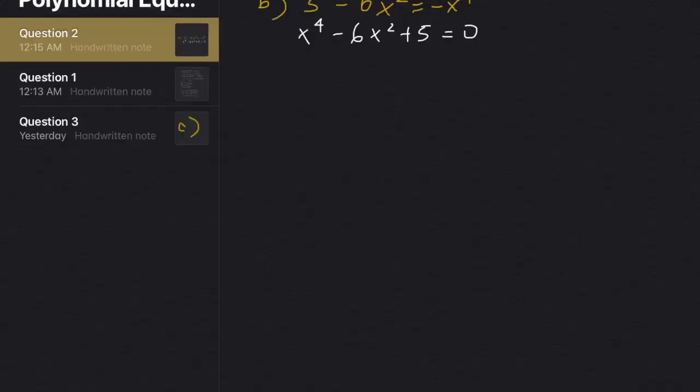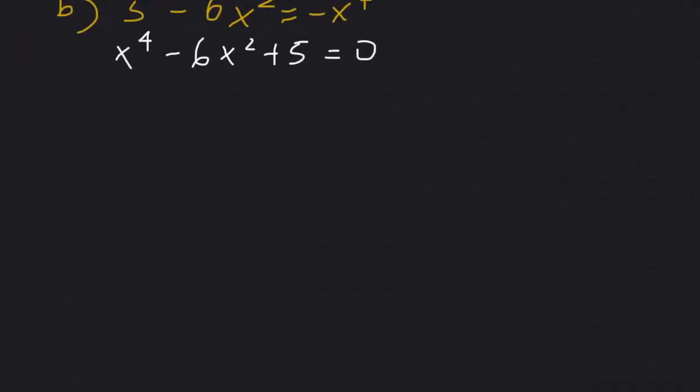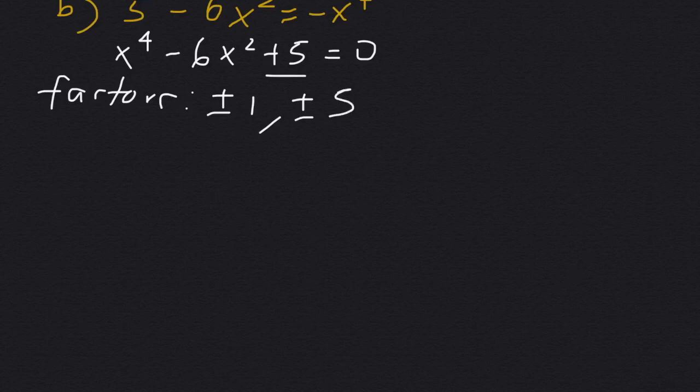So for our second question, we have 5 minus 6x squared equals negative x to the power of 4. So again, rearranging that equation to bring all the terms into one side. Again, using the integral zero theorem, we find all the possible factors, which are all the positive and negative factors of 5, which is our constant. And so the factors would be plus minus 1 and plus minus 5. So if you sub in 1 into the equation, we can see that p of 1 does equal 0.